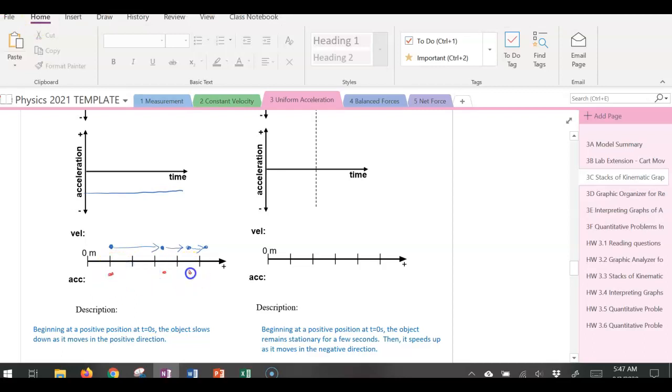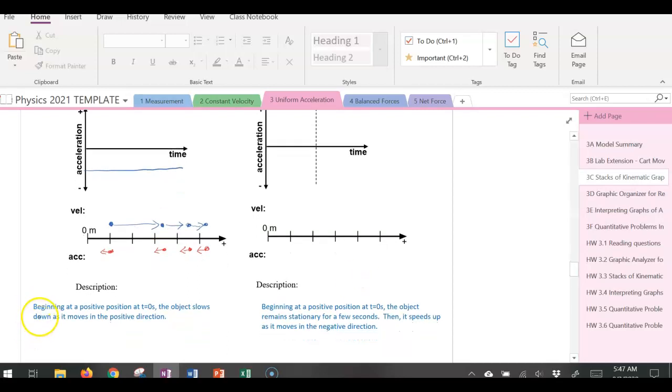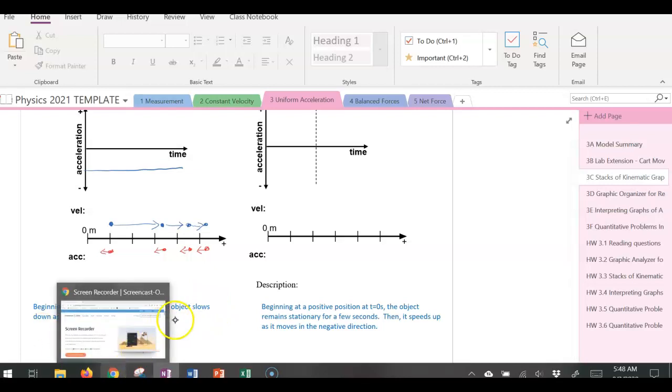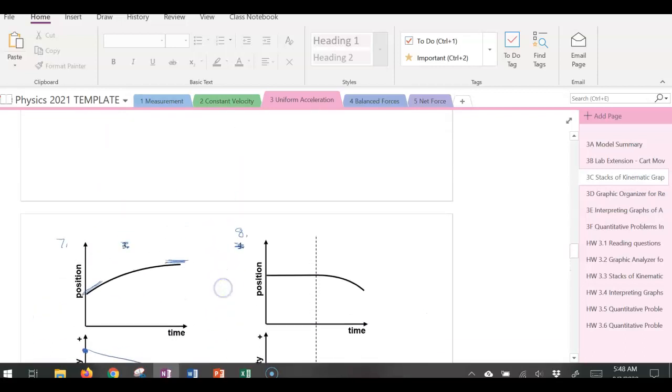And then I'll show the acceleration vectors. So since this object is slowing down, the acceleration vectors point in the opposite direction of velocity, and so it has a negative acceleration. And look, that corresponds to the acceleration versus time graph that we drew that showed acceleration at a negative value. So the description for this in words would be: beginning at a positive position at time 0 seconds, the object slows down as it moves in the positive direction. I can tell it's slowing down again because the slope is getting less steep, the slope of position versus time.